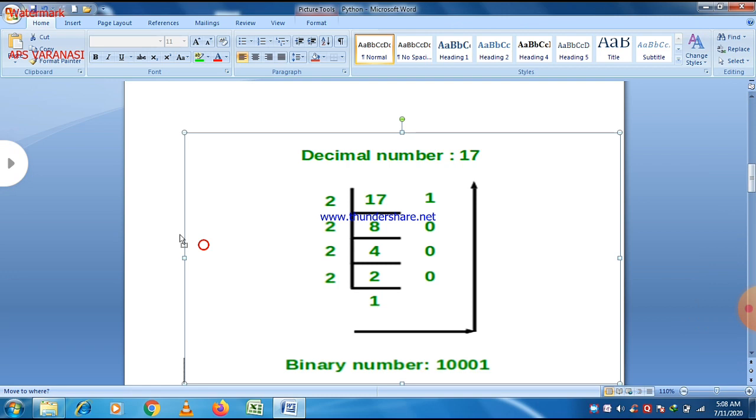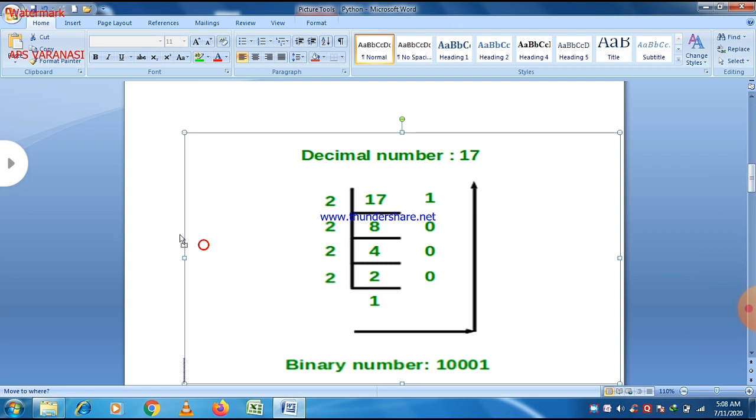To define a decimal number, we write the subscript 10. So 17 is a decimal number, and to convert a decimal number into a binary number, there is a method shown on the screen. First of all, write just 17 and divide by 2, and then we can easily see that when we divide 17 by 2, 8 is the answer and 1 is the remainder.